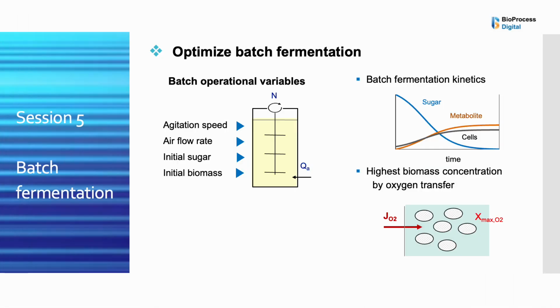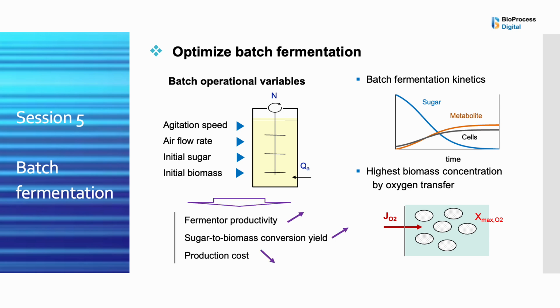Session 5 focuses on the digital scale-up and optimization of batch fermentation. Using the scaled-up simulation model, you will evaluate how key operating variables influence fermentation kinetics, oxygen availability, and the maximum biomass concentration achievable under oxygen transfer limitations. These variables include fermenter agitation speed, aeration rate, and the initial concentrations of substrate and biomass. Finally, you will determine the optimal operating conditions that maximize fermenter productivity and sugar to biomass conversion yield, while minimizing production cost.